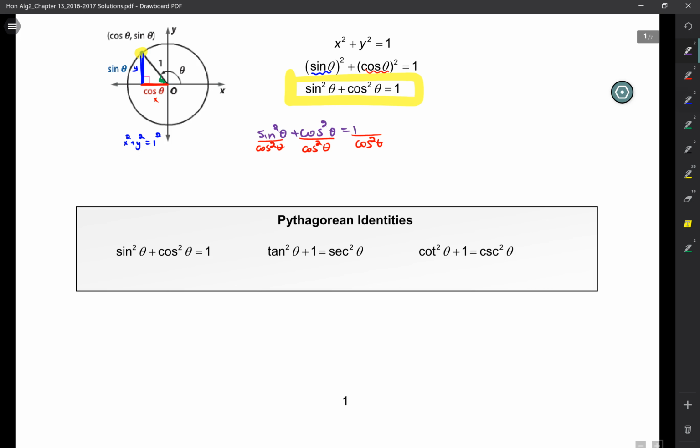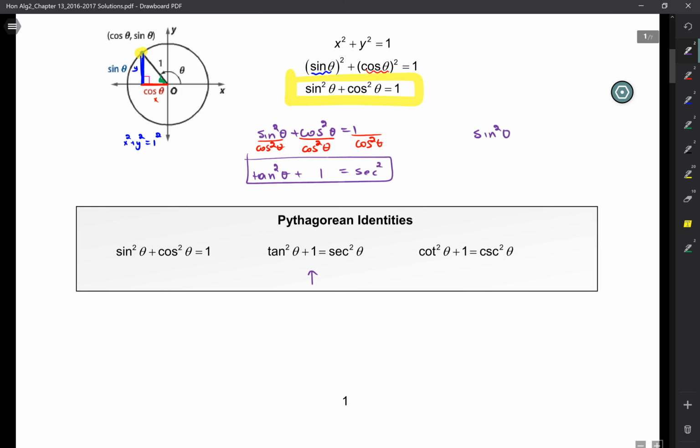So this will be tangent squared theta plus, what's cosine squared over cosine squared? 1, is equal to what's 1 over cosine? Secant. And 1 over cosine squared is secant squared theta. And look at that. That's that second identity. Okay? So now, if I take my Pythagorean identity, sine squared theta plus cosine squared theta equals 1, everybody knows that. That's just what it is.